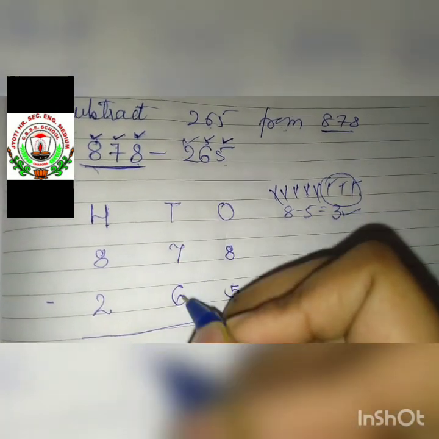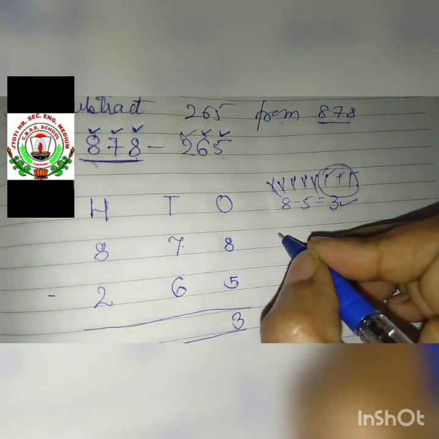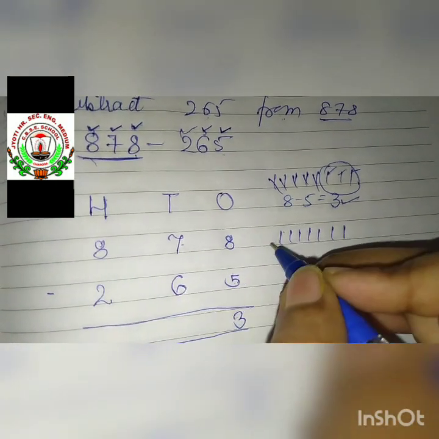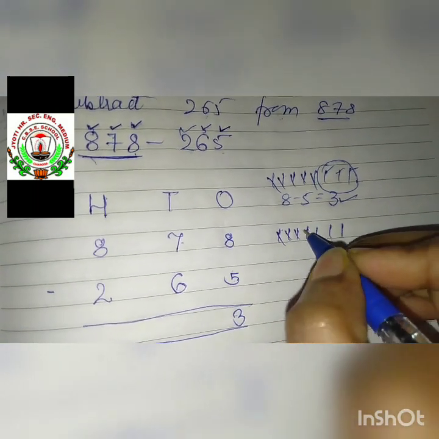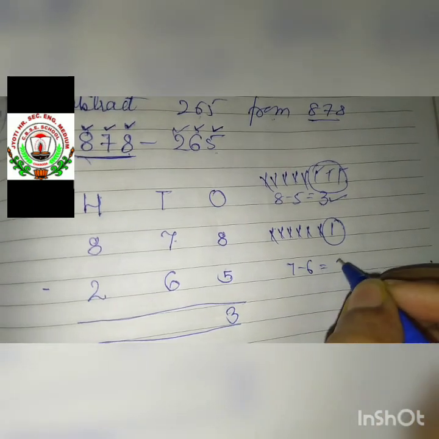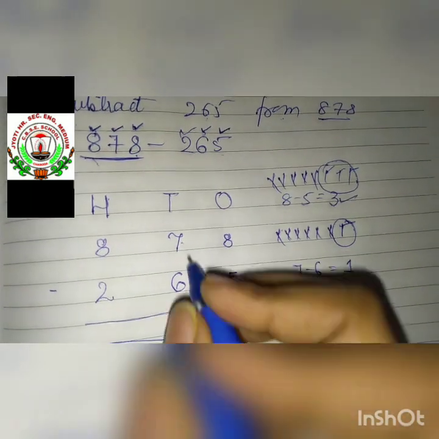Now, we have in the tens column 7 and 6. So the first number is 7. We will make 7 sticks: 1, 2, 3, 4, 5, 6, 7. And we have to deduct 6 sticks from them: 1, 2, 3, 4, 5, 6. So how much is left? 7 minus 6, we are left with 1. So we will write down 1 below the tens column.